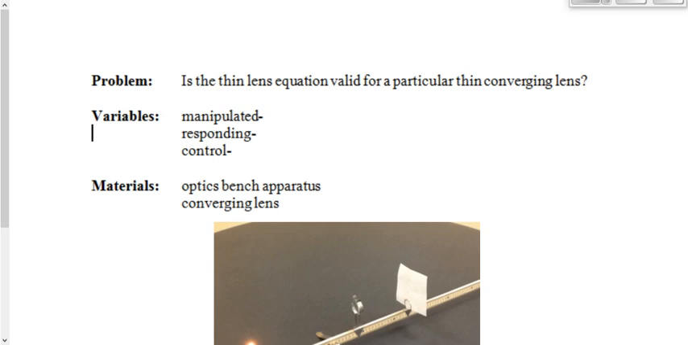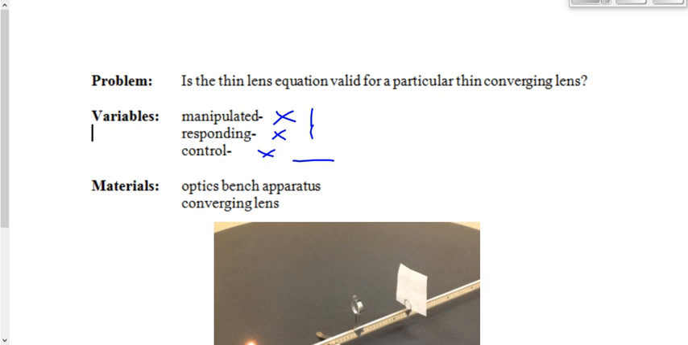lens. The problem, phrased in the form of a question: is the thin lens equation valid for a particular converging or convex lens? There are 3 variables, as always. 1 manipulated variable, and that should become pretty evident to you in just a few minutes. 1 responding variable, which also should become pretty clear in a few minutes here. And then, of course, you have a bunch of control variables, but there's always going to be 1 or 2 control variables that are really important, and those are the ones that I expect you to list. So we'll say 1 or 2 of those.